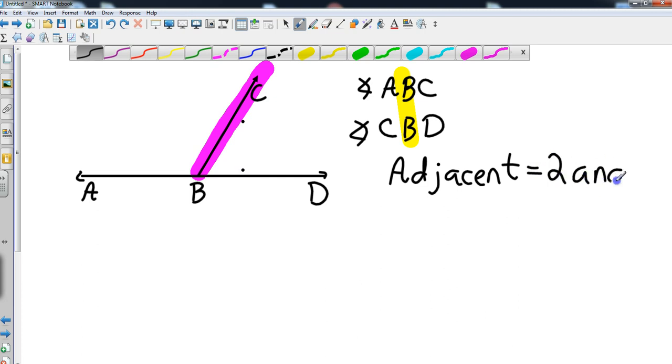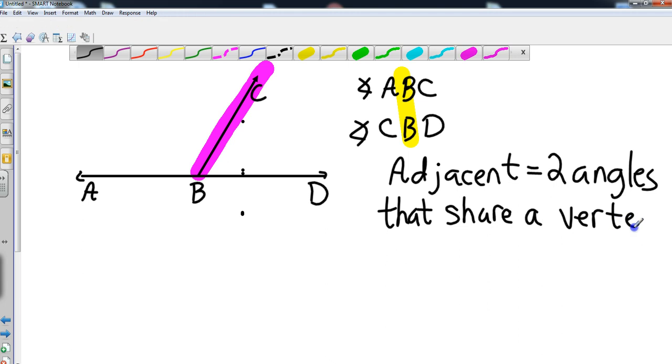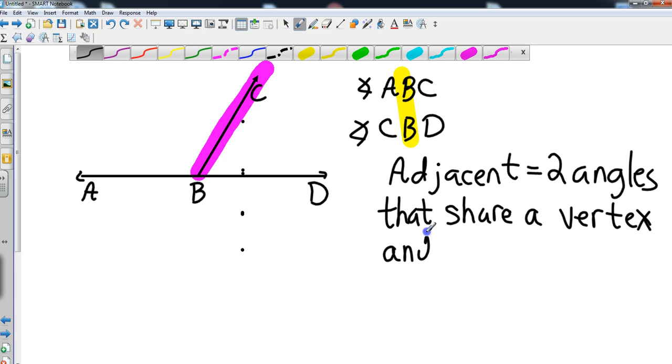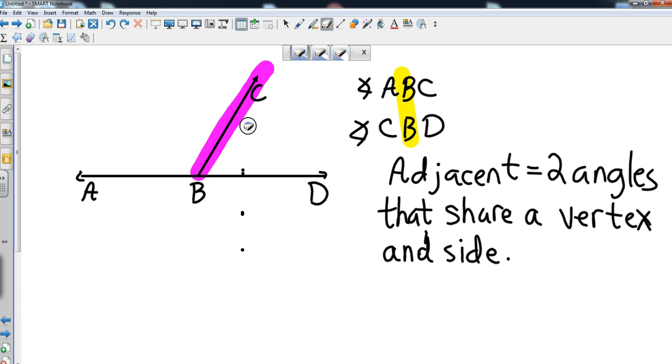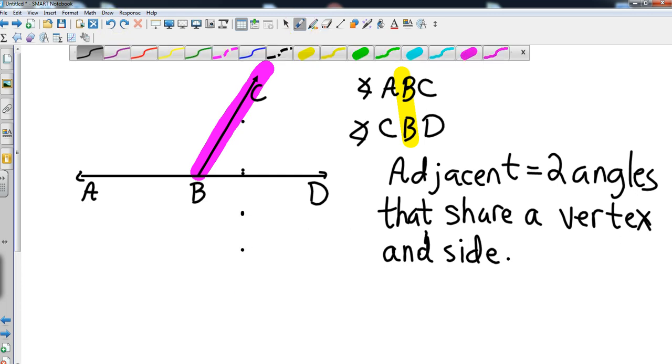Angles are adjacent if they share a common vertex and side.